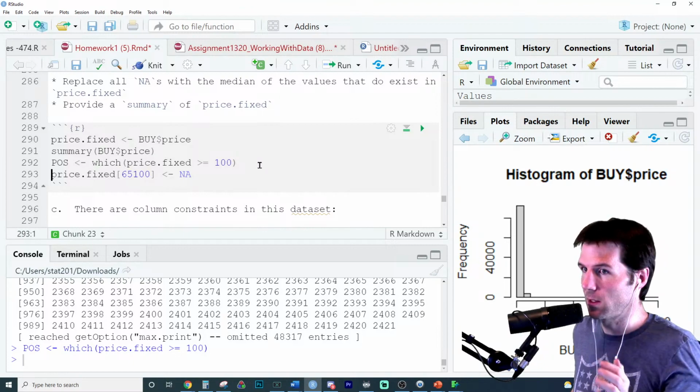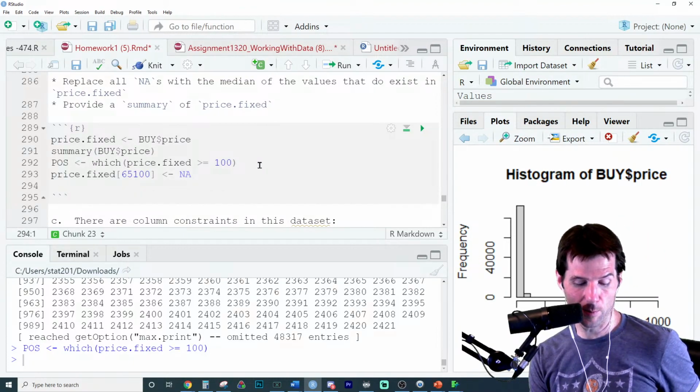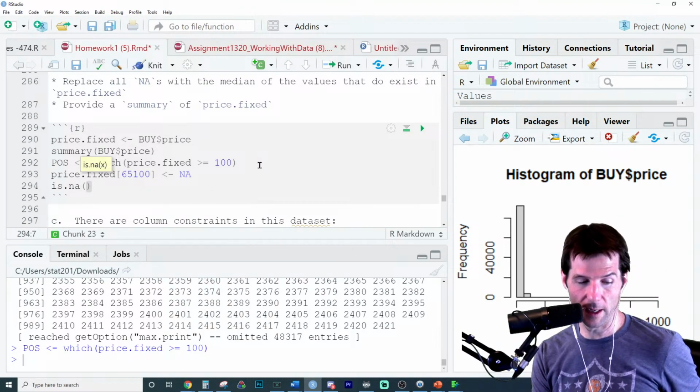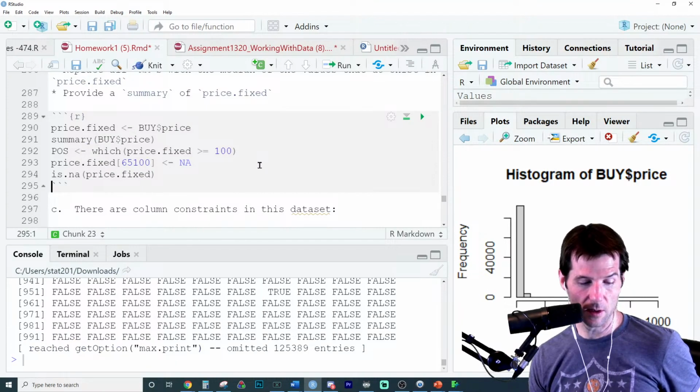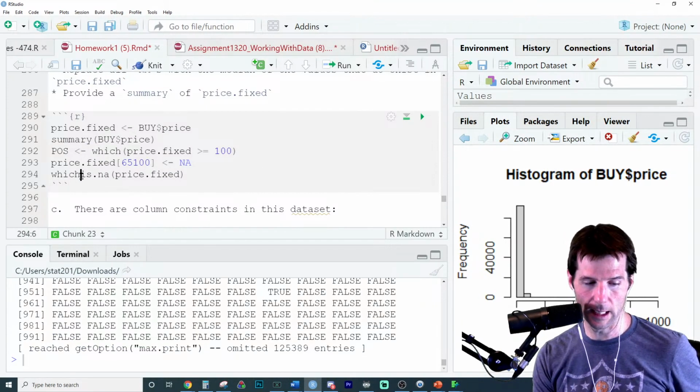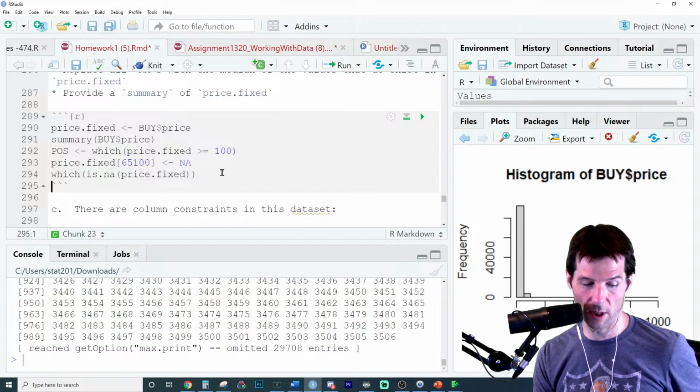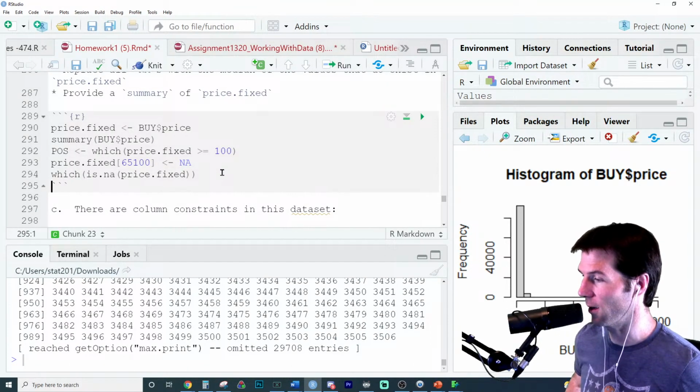So now when you think about this, and I'm not saying this is the next part, you probably want to find where things are NA in the price fixed vector. So these are the positions of things that are NA. If you notice, we're just doing a similar code right here to find the positions of things that are NA.